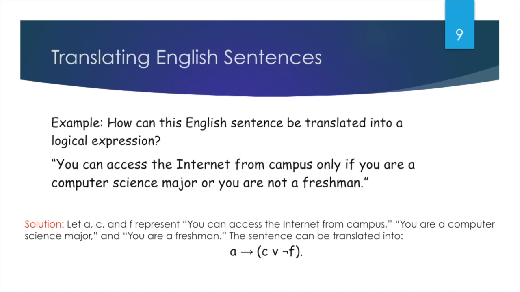You can also write this statement in a different way. I could simply write it as: if you are a computer science major or you are not a freshman, and in this case I will say C or F implies A. If C or F leads to A, that means you can access the internet from the campus.